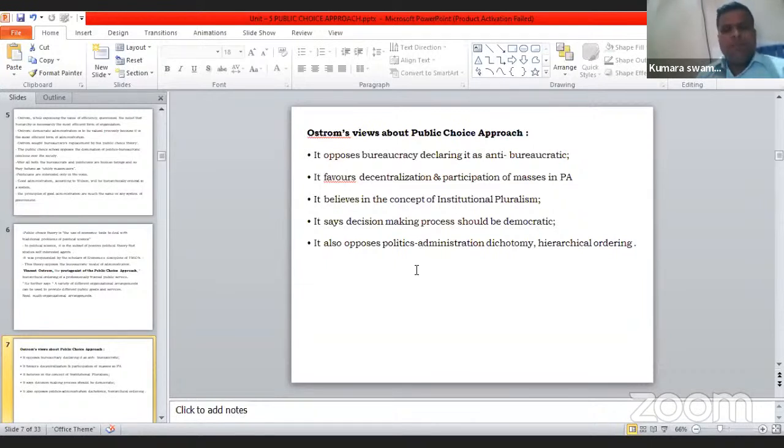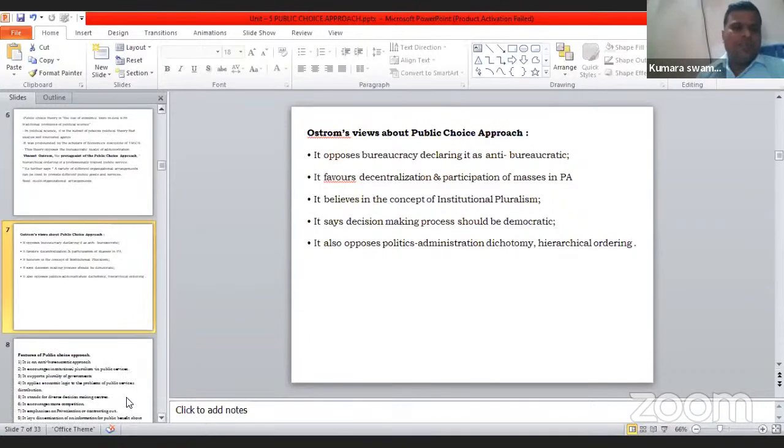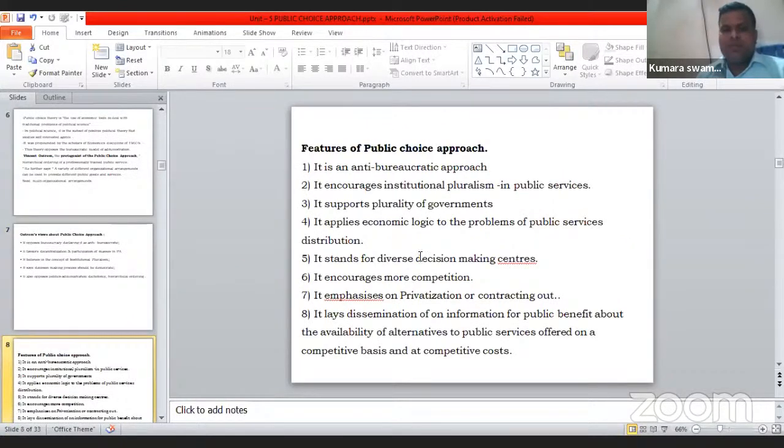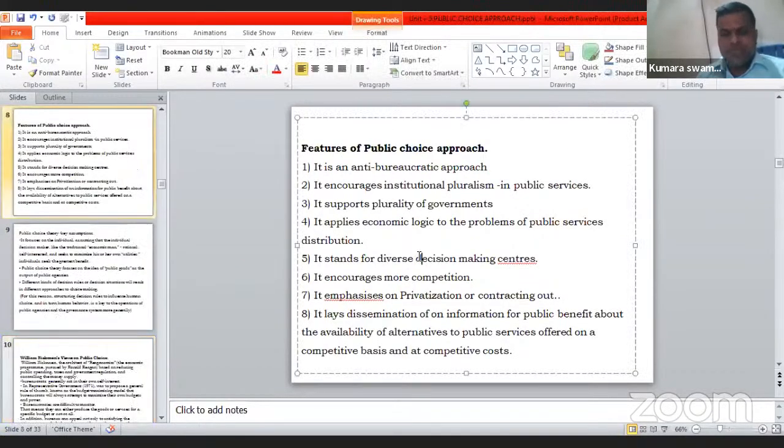According to Vincent Ostrom, this public choice approach is opposed to the politics and administration dichotomy and hierarchical ordering. It is opposite to hierarchical ordering also. And this public choice approach has a few features. So we will try to know the few features of the public choice approach.